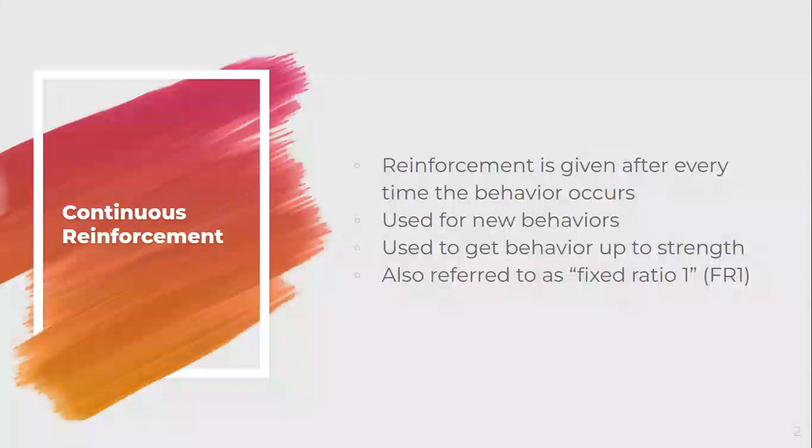So the first one we have is continuous reinforcement. This is when reinforcement is given after every time the behavior occurs, or every response. This is usually used for new behaviors and to strengthen the new behaviors or get them up to strength so that later on down the road they will be stronger. This can also be referred to as fixed ratio 1 or FR1, and I will explain why this is a little bit later.